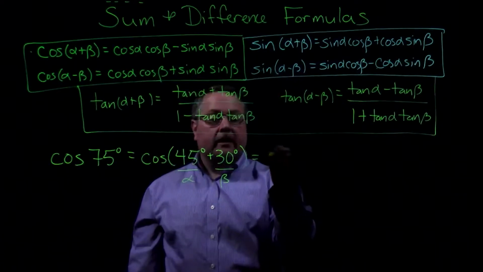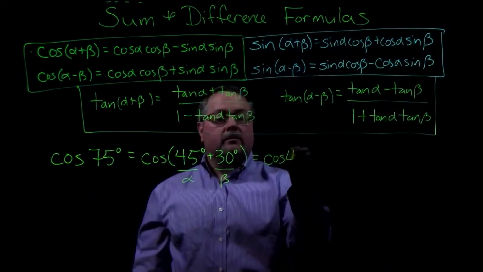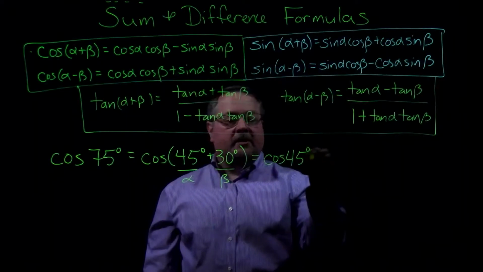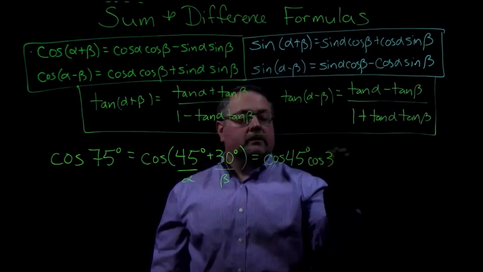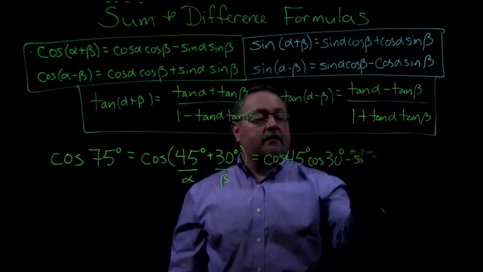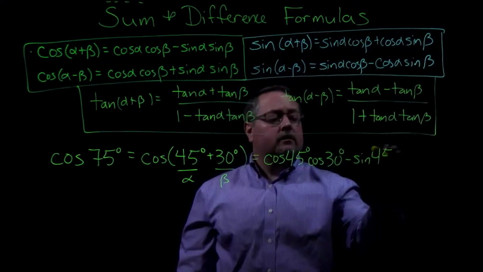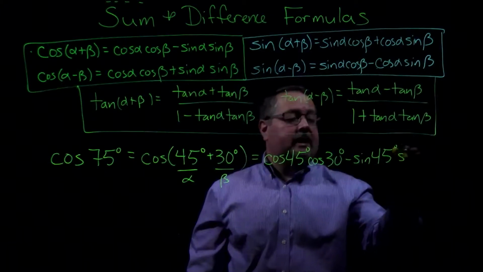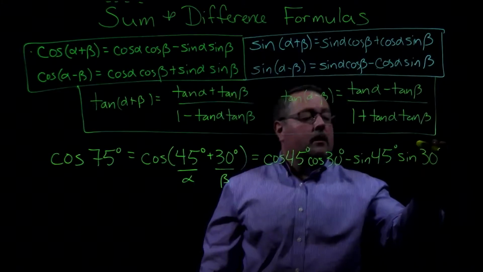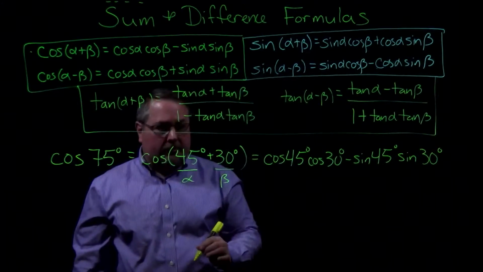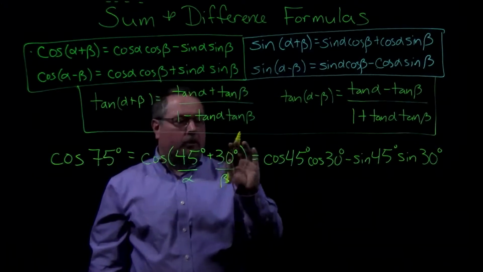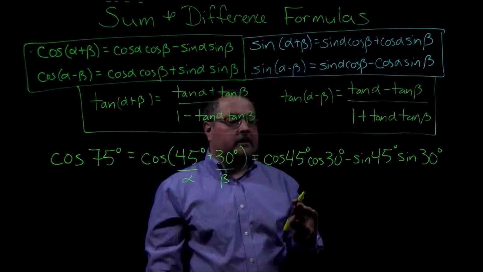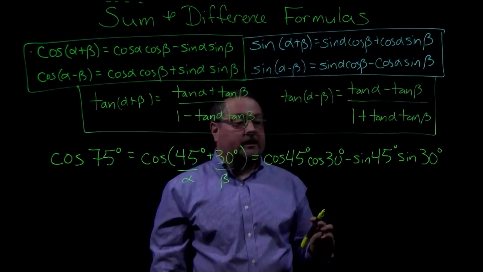So this is going to be the cosine of our first angle times the cosine of our second angle minus the sine of our first angle times the sine of our second angle. Okay, so here we're just using the formula. This is cosine of 45 degrees times cosine of 30 degrees minus sine of 45 degrees times the sine of 30 degrees.